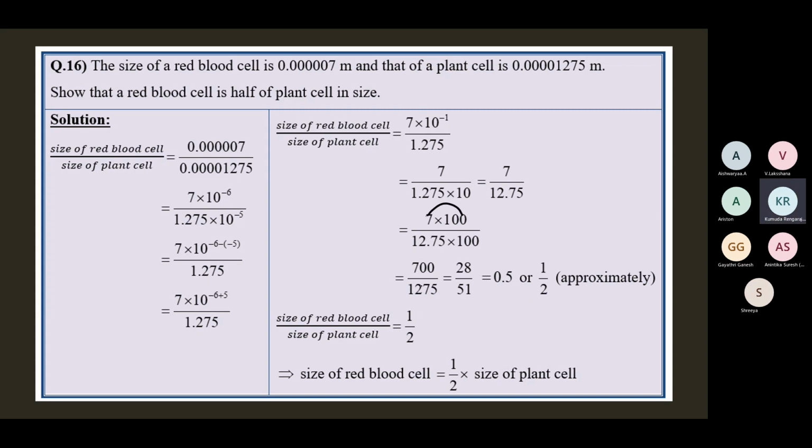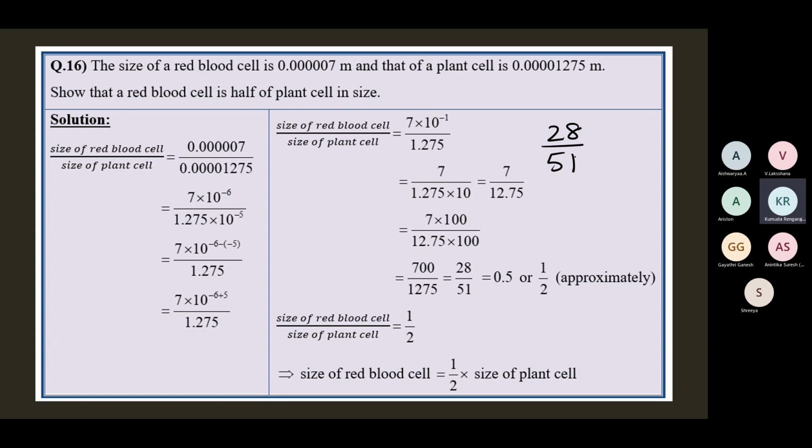So now 7 into 100 becomes 700 and 12.75 into 100 is 1275. And when you simplify this, in the tables of 4, whatever, I'm not sure. So when you simplify, you get 28 by 51. Now, 28 by 51, children.